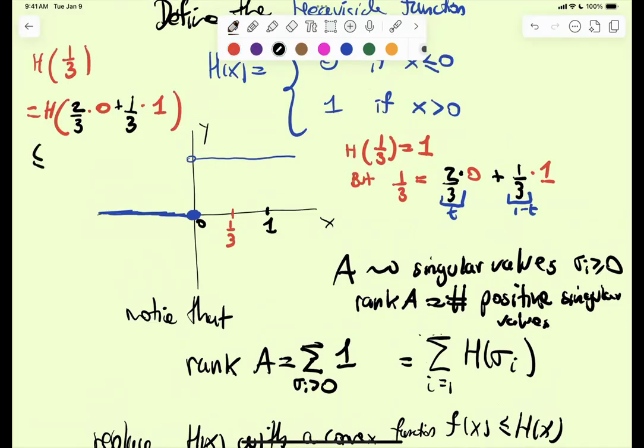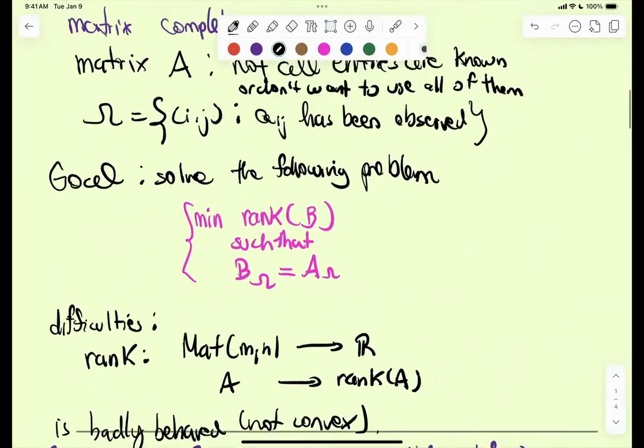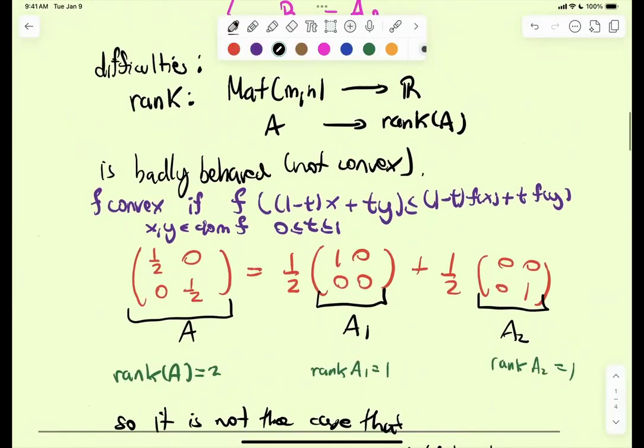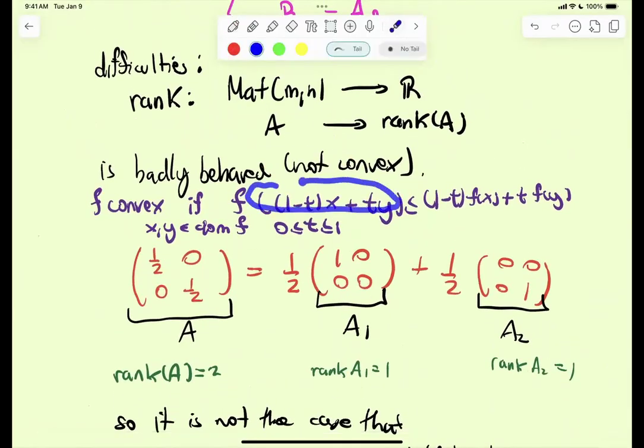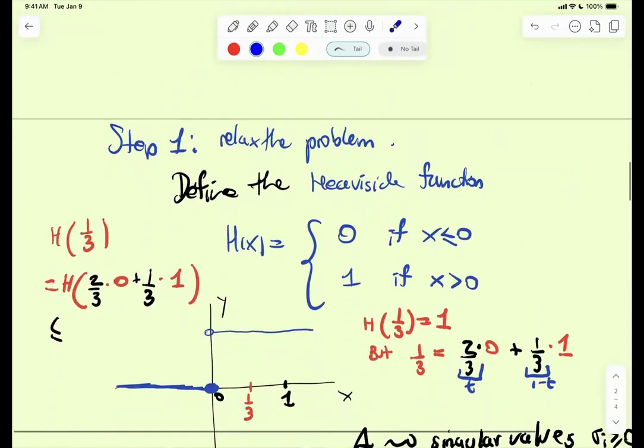Sorry, just to go back for a moment, this is where I had written the definition of convexity. The definition of convexity was this: if you have a convex combination of 2 points, then the value of the function at that convex combination is less or equal to the convex combination of the outputs. That's one way to think about it. And so what happens if I do this?